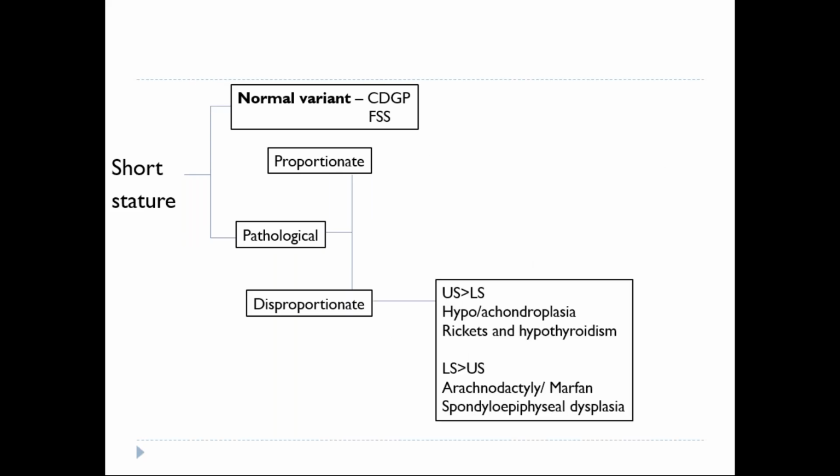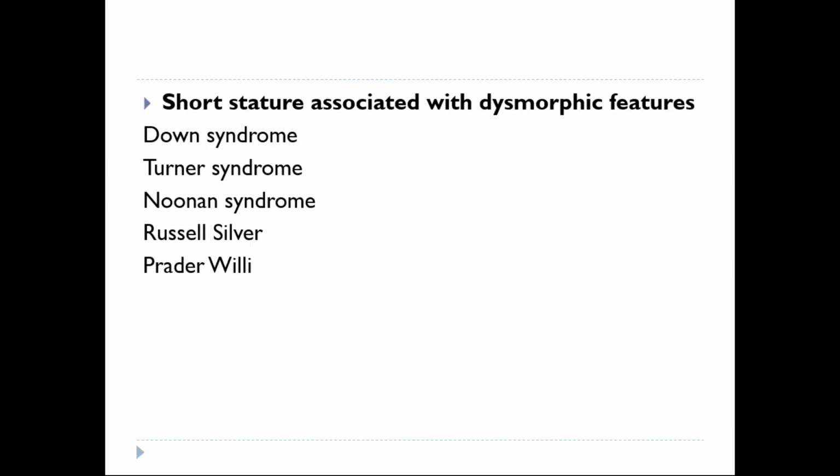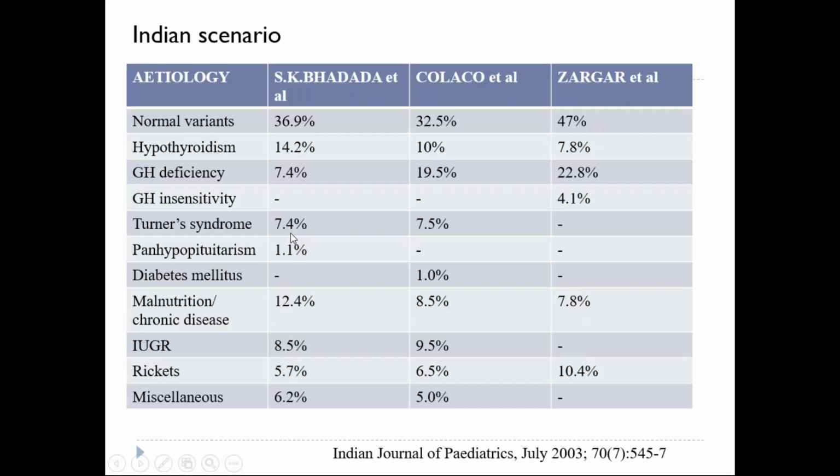So disproportionate, we already discussed. Upper segment, lower segment, we discussed this point. So with dysmorphism, we already discussed Down syndrome, very common, look for it. Turner syndrome, look for it. Web neck, female child, very short, amenorrhea. Then Noonan syndrome, similarly, Russell-Silver, Prader-Willi. Keep looking for all these subtle signs.